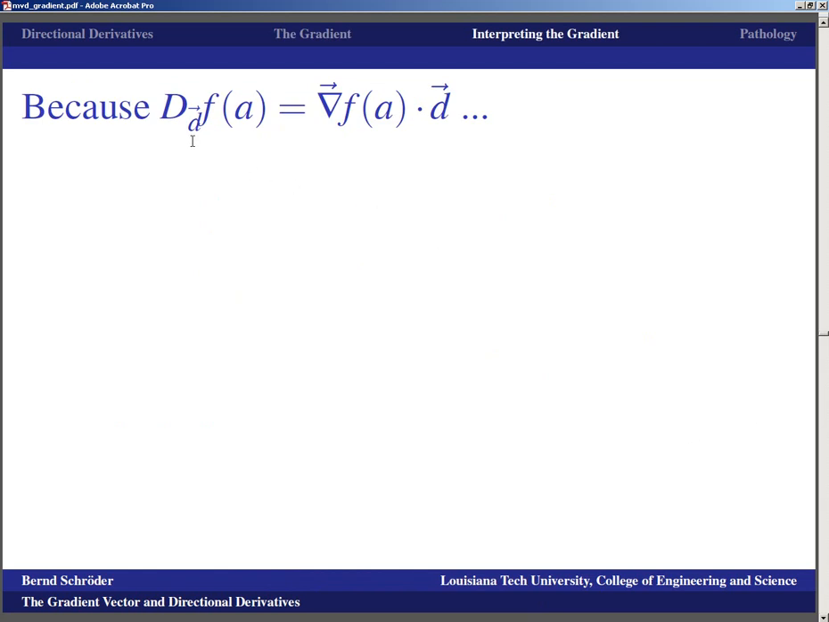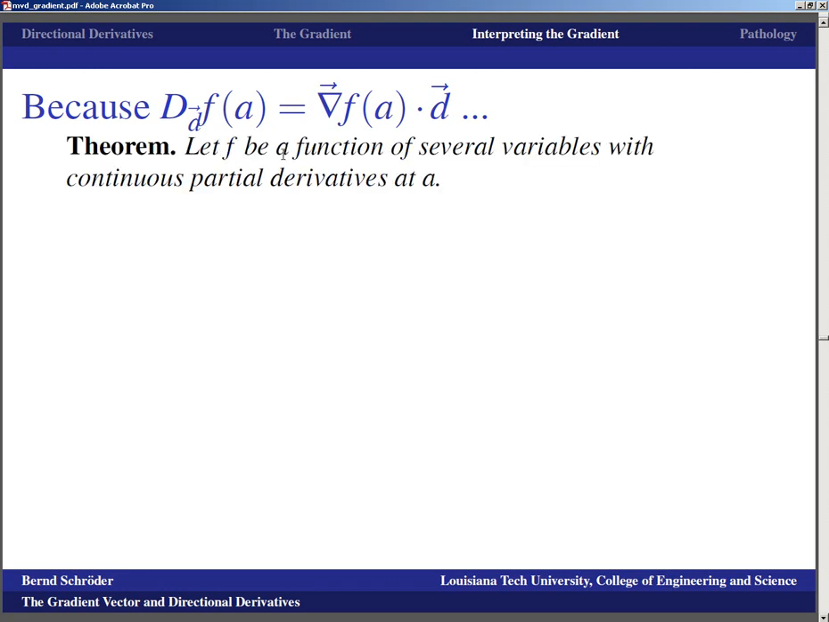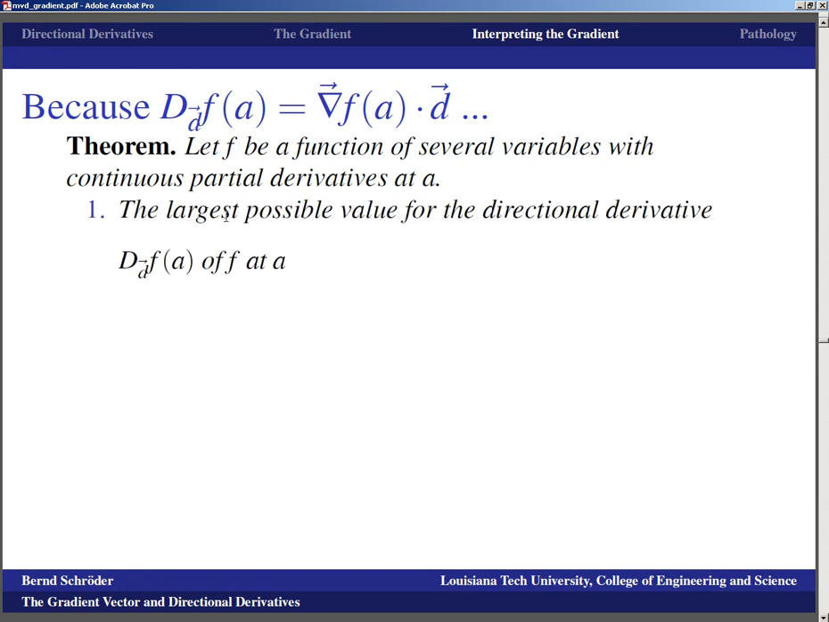Exactly. So, because the directional derivative of a function in the direction d at a is the gradient of f at a dot the direction, we have the following. If a function of several variables with continuous partial derivatives is given, then the largest possible value for the directional derivative of f at a, well, that would be the largest that this dot product can be. And a dot product is largest when the vectors are parallel, which means when your direction is parallel to the gradient, then you get the largest possible value.